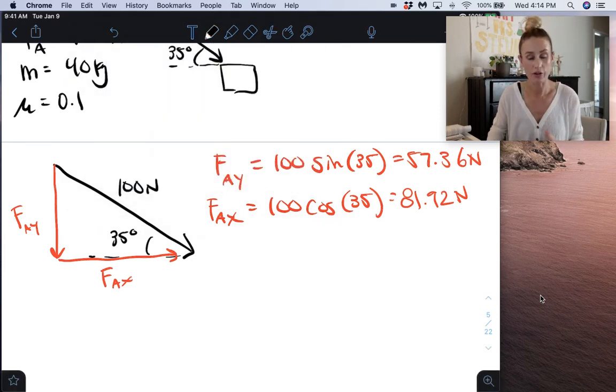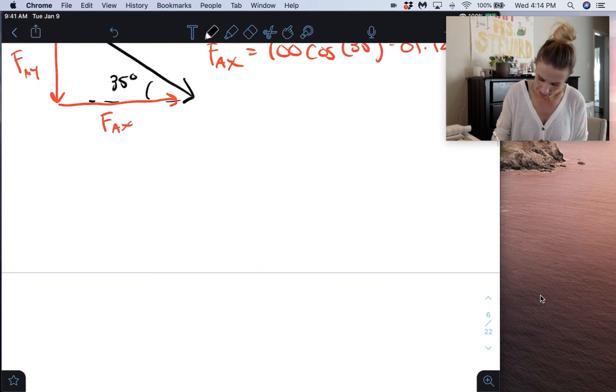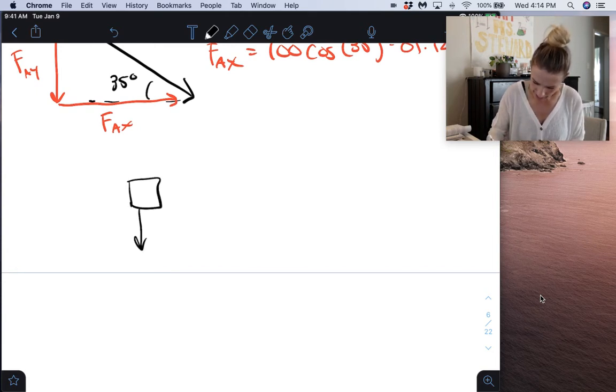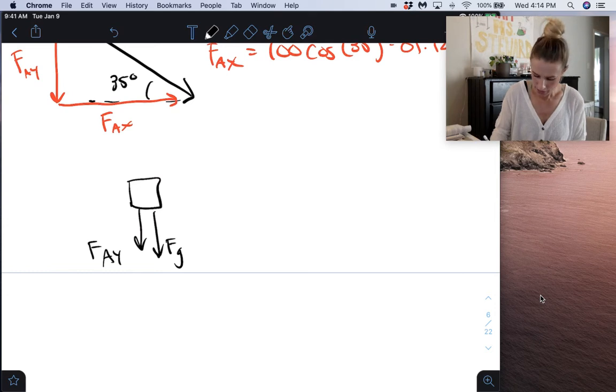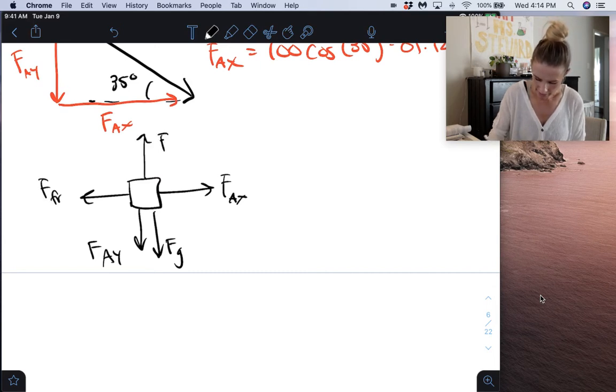Okay, so now we've broken down that vector into x and y components. Let's draw our new free body diagram. So here is my lawnmower. I know that the applied force in the y direction is down. I also know that I have the force of gravity down. My applied force in the x direction is to the right. My friction force is to the left because it opposes the motion. And then finally, my normal force is up.